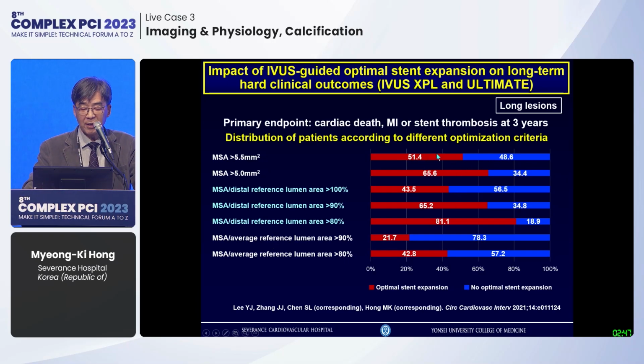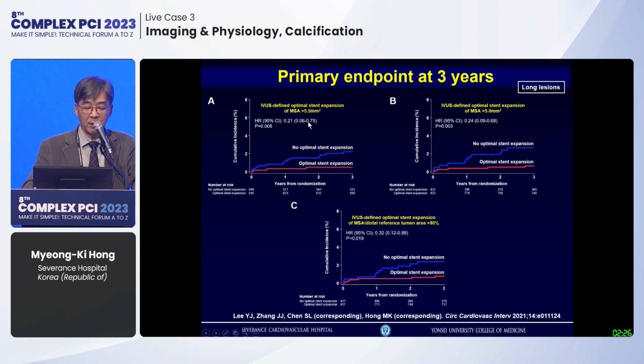Anyhow, how often do patients actually achieve these criteria? As you see, only about half or one-third of patients achieve them. It means that achievement of stent optimization is very, very difficult, with only half of patients achieving it even though we do intravascular imaging. Among the 7 variables, only the absolute stent cross-sectional area more than 5.5 or 5, or more than 90% of the distal reference lumen area, achieved statistical significance between patients with versus without the stent optimization criteria.